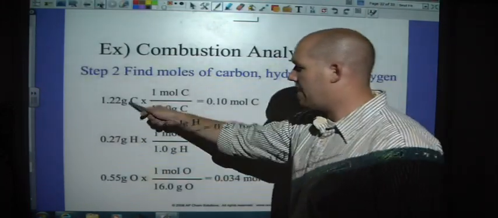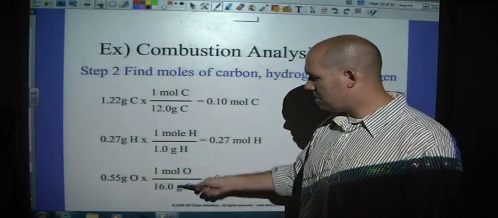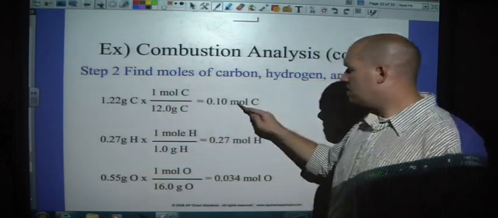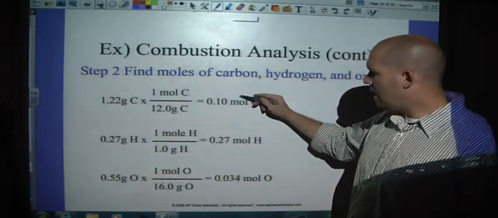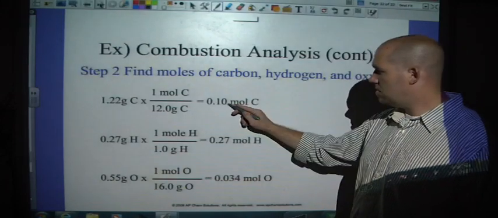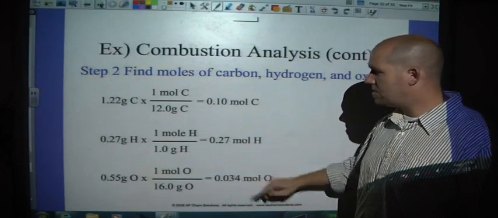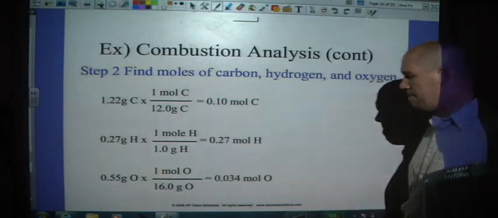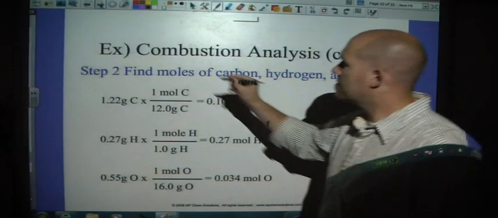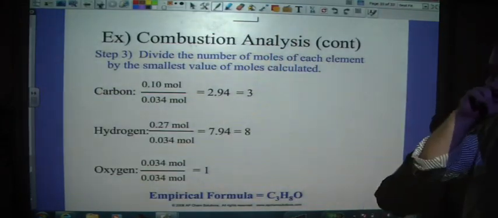Okay, we took our grams, finding their actual mass on the periodic table, their molar mass on the periodic table, and we go here, here, and here. And you can see these numbers, that's the amount of moles. Which one's smallest? This one or this one? This one is. This one or this one? This one is. Divide them all by 0.034. And let's see what we get. That'll be our next slide. Divide them all by the smallest value.